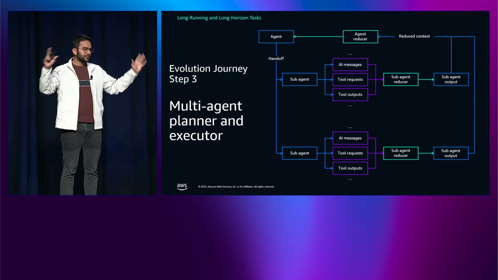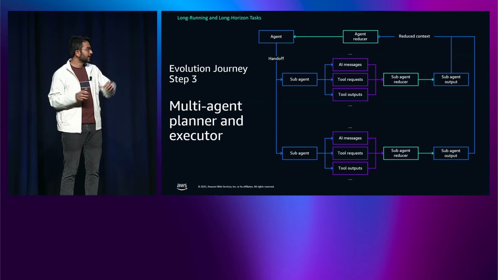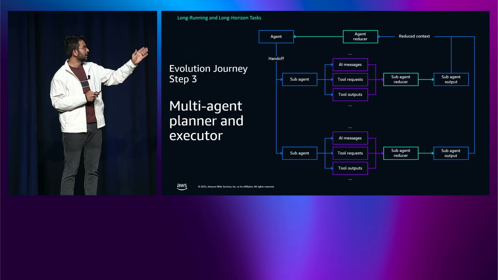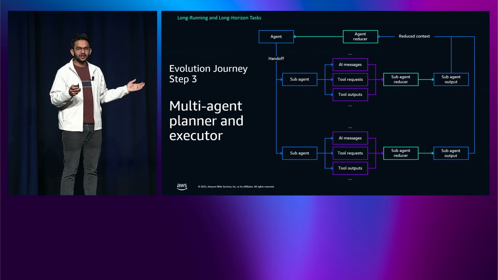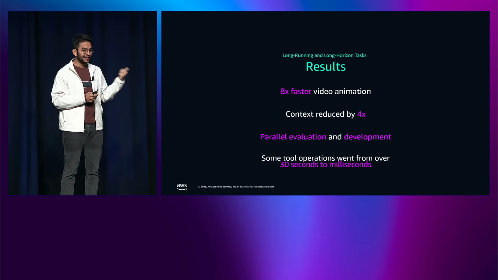So the original action of taking 50 steps reduces to certain chunks which are hidden away from the main agent. So the sub-agent reduces them to one output, and all of those outputs are reduced to a single head agent output. That ensures that the context remains in control. And the results speak for themselves. Our video animation became 8x faster. Our context reduced by over 4x.